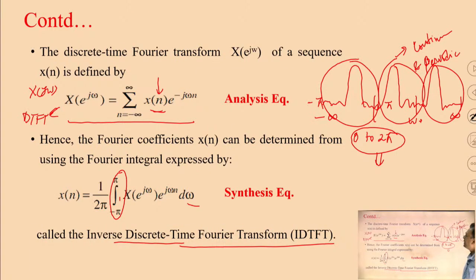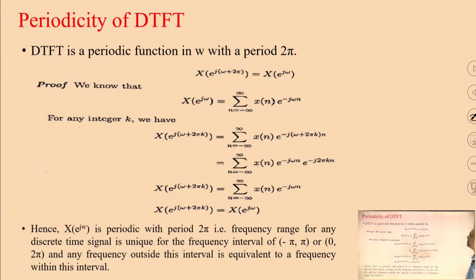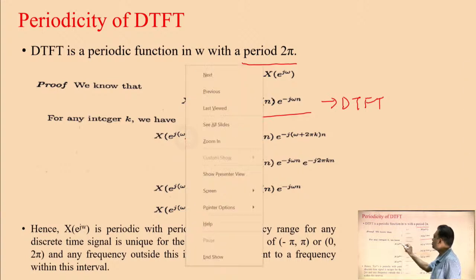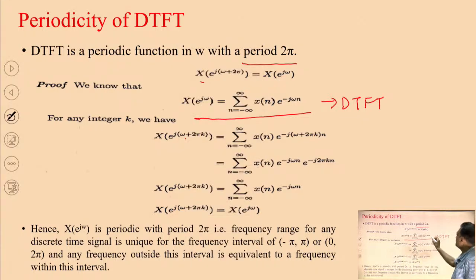Then third, you can see the periodicity of the DTFT, as I have already told you, that it is periodic with period 2 pi. This we can also see mathematically. This is our DTFT definition. Let us take an integer k, and calculate the Fourier transform, rather than for e^{jω}, for e^{j(ω+2πk)}. So in place of omega you get omega plus 2 pi k.